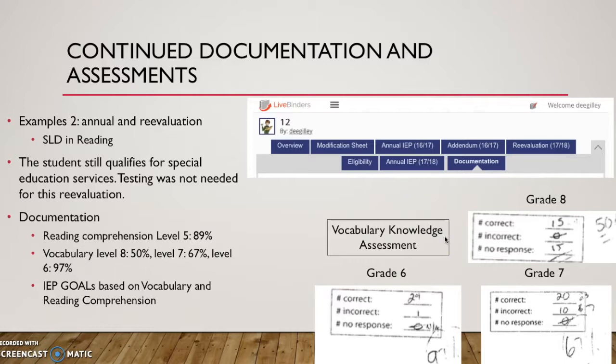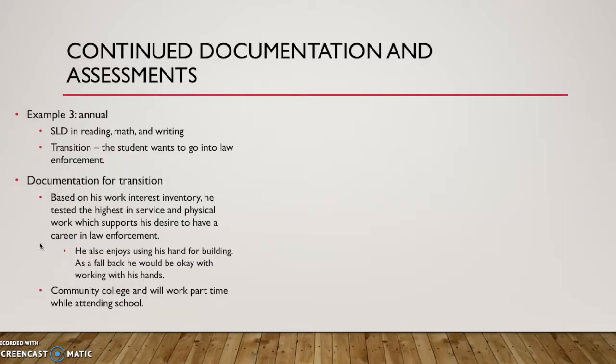His reading comprehension was at level 5, which was at an 89% success rate, which is actually a grade 5. His vocabulary level for level 8, which is grade 8, was 50%, grade 7, 67%, and grade 6, 97%. He's functioning anywhere from 2 to 4 years below grade level. The IEP goals, due to the testing, assessments, and data collection over time, were based on vocabulary and reading comprehension.